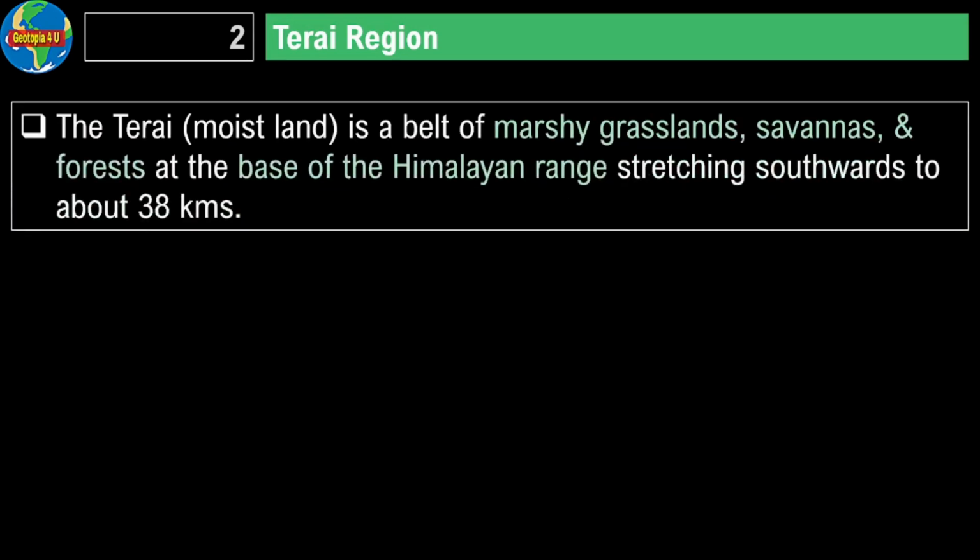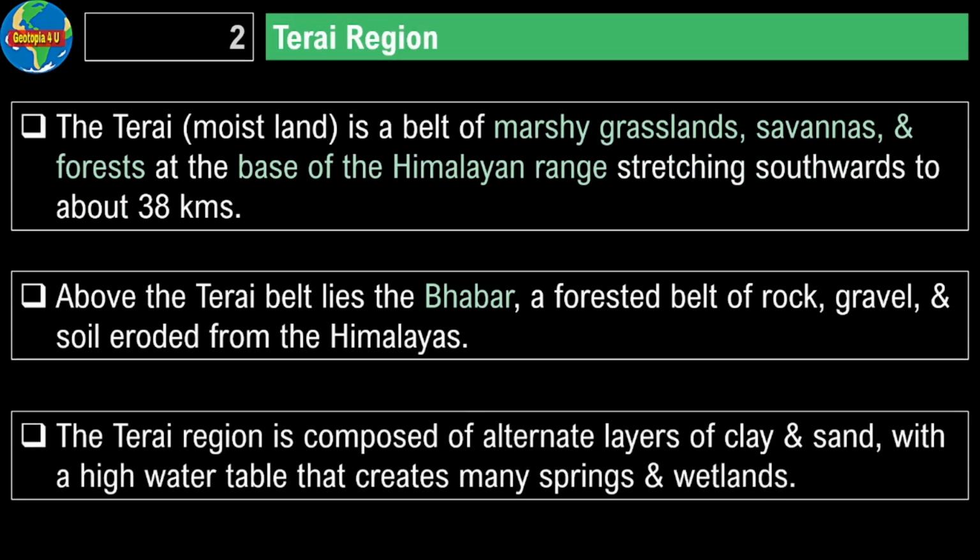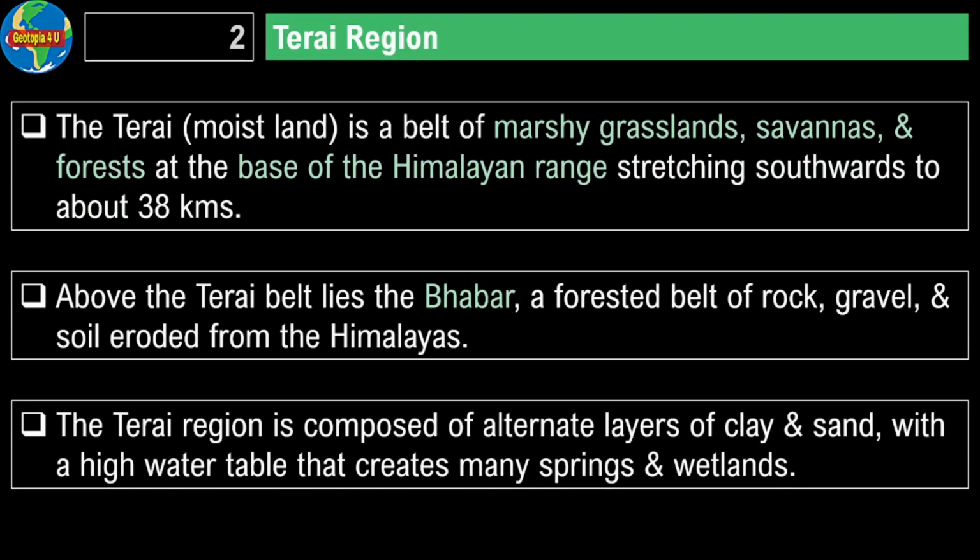The Tarai is a belt of marshy grasslands, savannas and forests at the base of the Himalayan range stretching southwards to about 38 kilometers. Above the Tarai belt lies the Bhabur, a forested belt of rock, gravel and soil eroded from the Himalaya. The Tarai region is composed of alternate layers of clay and sand with a high water table that creates many springs and wetlands.